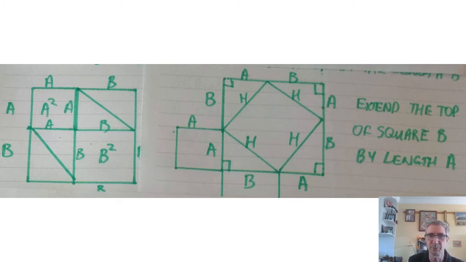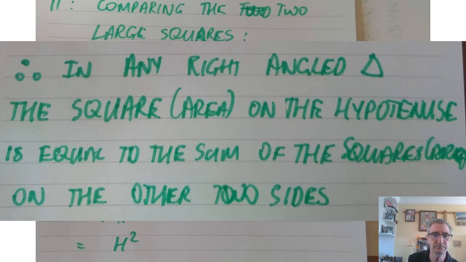Which means that if we take off the 4 triangles from the square on the left, we're going to be left with an A squared square and a B squared square. And if we take away the 4 triangles on the right, we're going to be left with the one square, which is h squared. So what that means when we compare these two is that in any right-angled triangle, the square on the hypotenuse is equal to the sum of the squares on the other two sides.